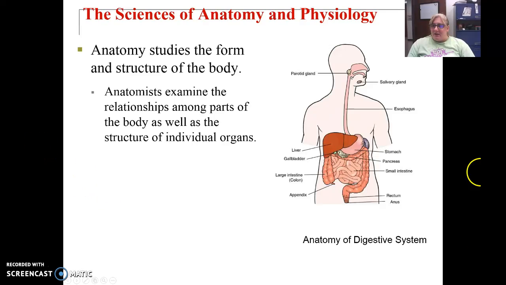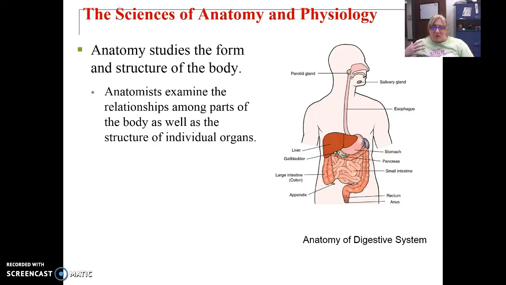And here is a figure of the human body and the digestive tract, okay? Anatomists would look at this and look at the relationship amongst the different regions of the digestive tract. The mouth, the esophagus, the stomach, the small intestines, the large intestines, as well as all of the accessory structures. So the pancreas, the gallbladder, the liver, in our mouth, our tongue, our teeth, our salivary glands. That's what we're looking at for anatomy. How are they put together?